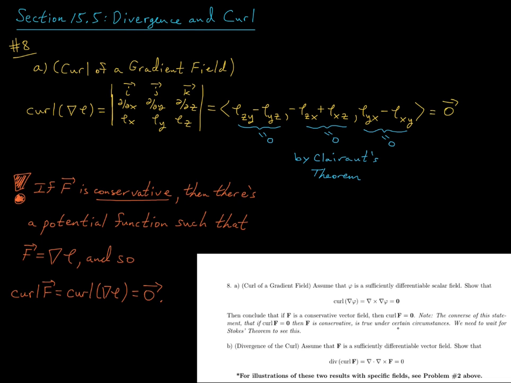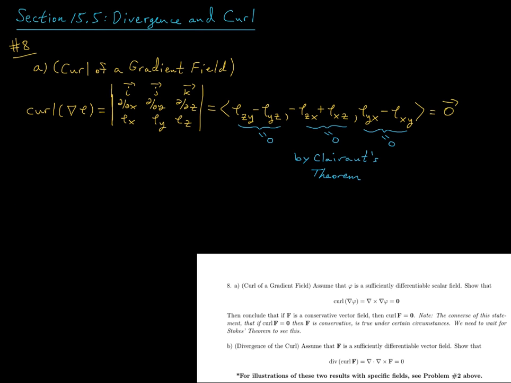Okay, now it does turn out that there is a converse, a partial converse, I suppose: if you know the curl is 0, does it follow that the vector field F is conservative? Well, under certain nice circumstances, yes, and we're going to have to wait for Stokes' theorem in order to prove that. Okay, so let's now move on to part B.